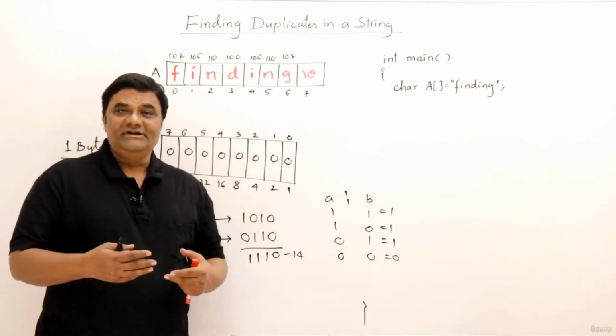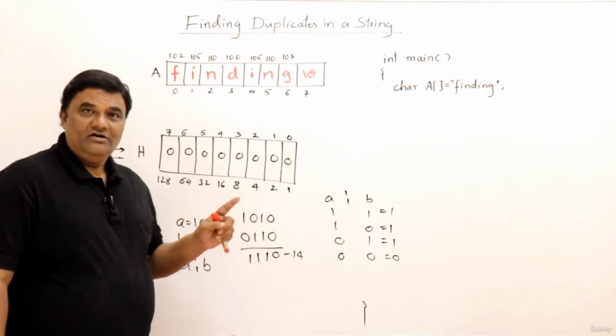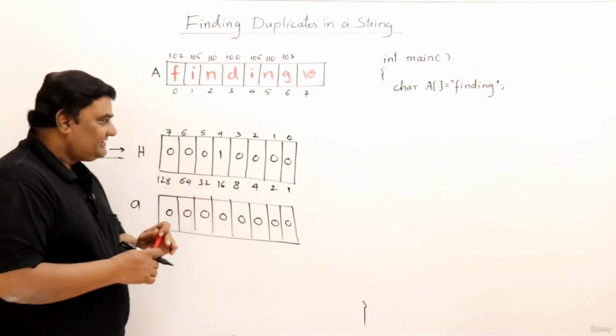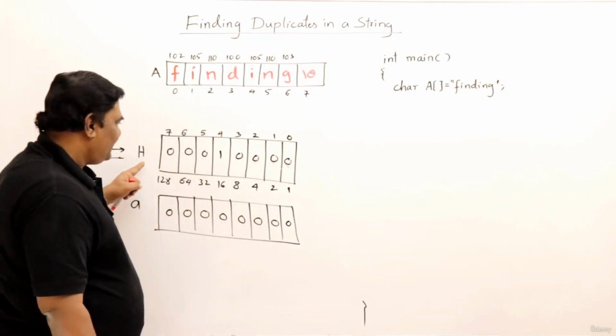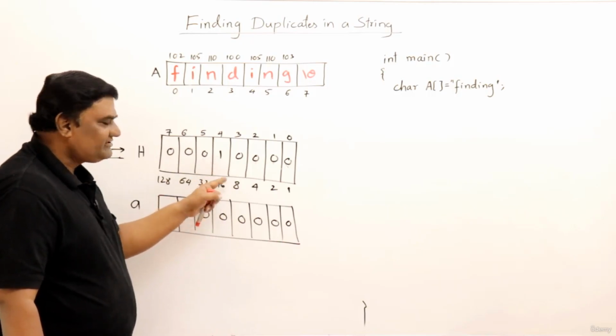Now let us understand what it means by merging and masking. This I have explained, AND and OR operations. Now merging and masking I will explain. Now let us understand masking. For explaining masking I have taken two variables, H. H has all zeros except this one. So the value inside that is 16.